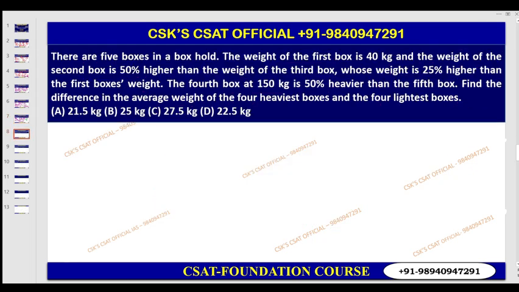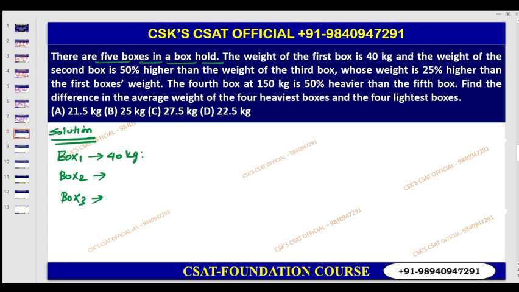This is purely a calculation based question on the average topic. There are 5 boxes in a box hold. The weight of the first box is 40, so let us keep this as box 1. The weight of box 1 here is nothing but 40 kg. The weight of the second box is 50% higher than the weight of the third box. So therefore you don't know the third box. First of all, find the third box.